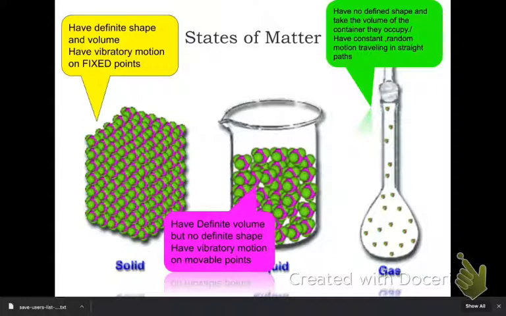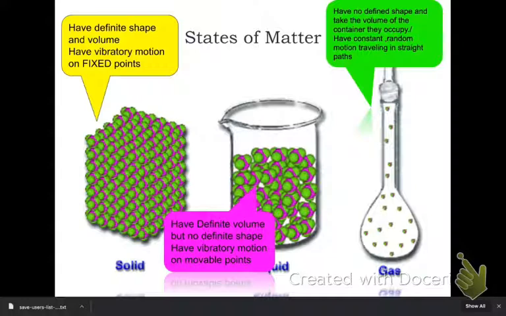So if we add a little kinetic energy to a solid, we can cause the attractive forces that hold it together as a solid to break, and we turn it into a liquid. So if we were thinking about solid water as ice, as a liquid, and as a vapor. So now the liquid has a definite volume but no definite shape, and it doesn't have a shape because the particles are able to roll around or move around each other. So they have vibratory motion on movable points. So the solids are on fixed, the liquids are on movable.